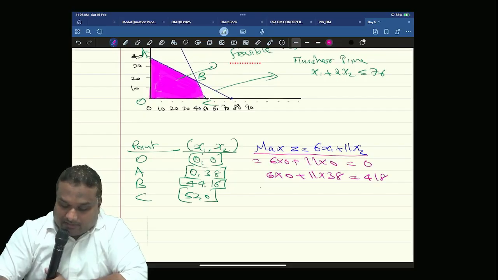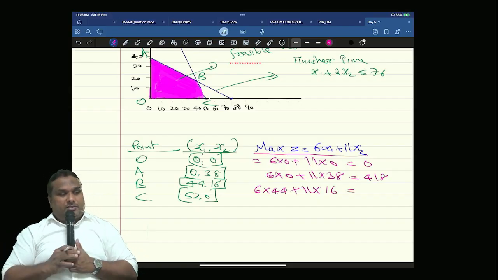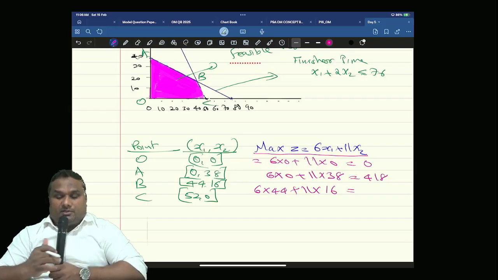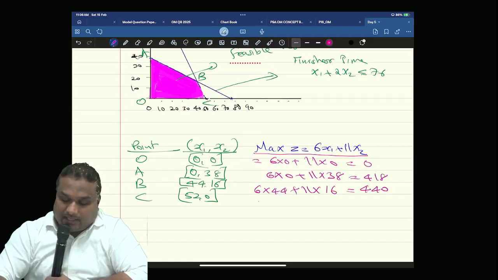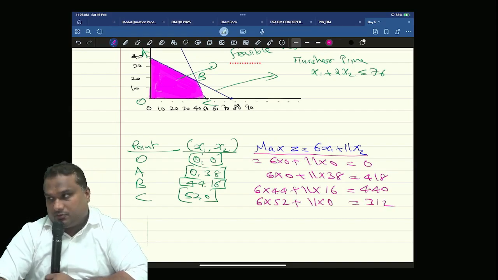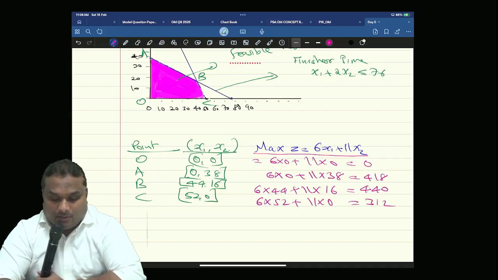Now the other one: 6 into 44 plus 11 into 16. Take your calculator, press MRC button twice, press AC. 6 into 44 M plus, 11 into 16 M plus, MRC. What is the answer? 440. Now the last option, 6 into 52 plus 11 into 0. What is the answer? 312.